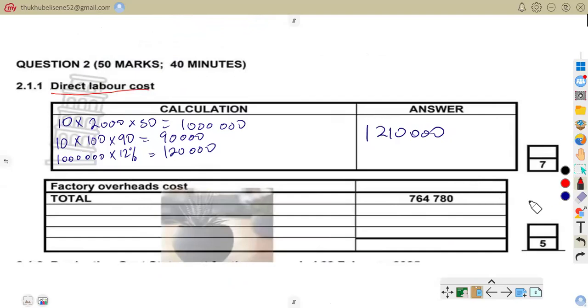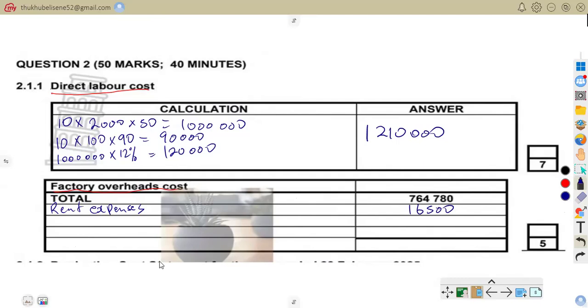So here we are on our factory overheads cost. The total there, as you have seen, is 764,780 before the errors occurred. So that is our total amount. Now we are to write rent expense. Our rent expense, we have said, is 16,500. We have calculated it together.